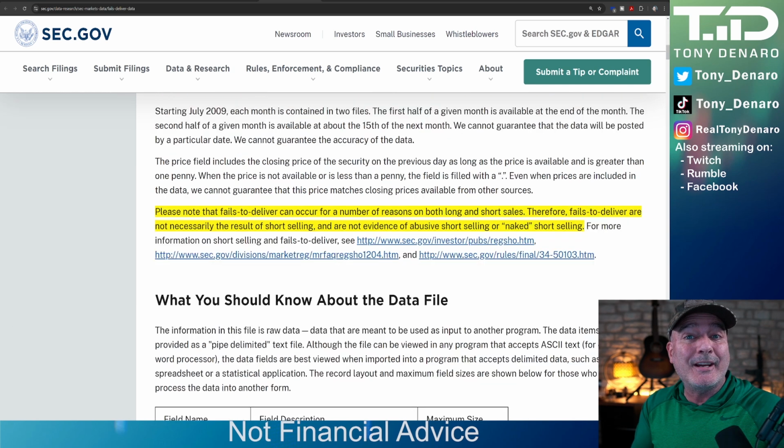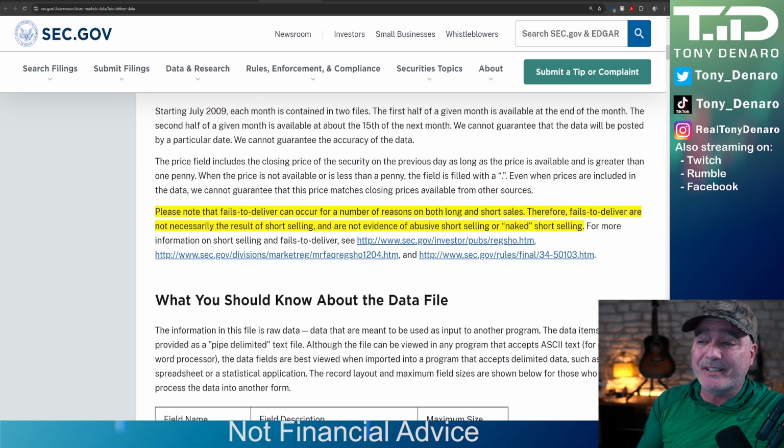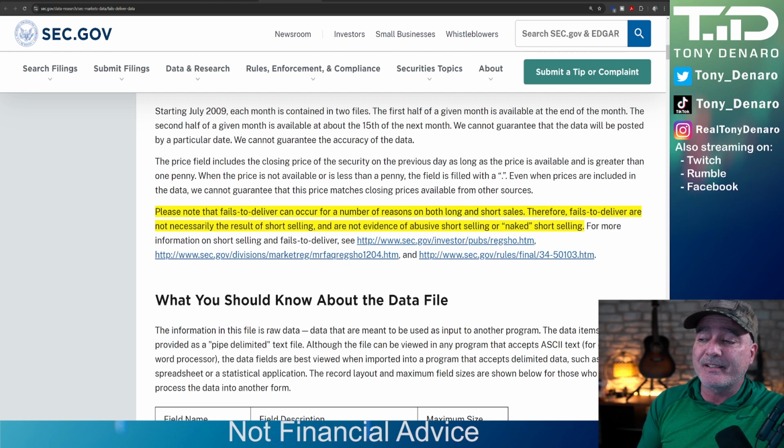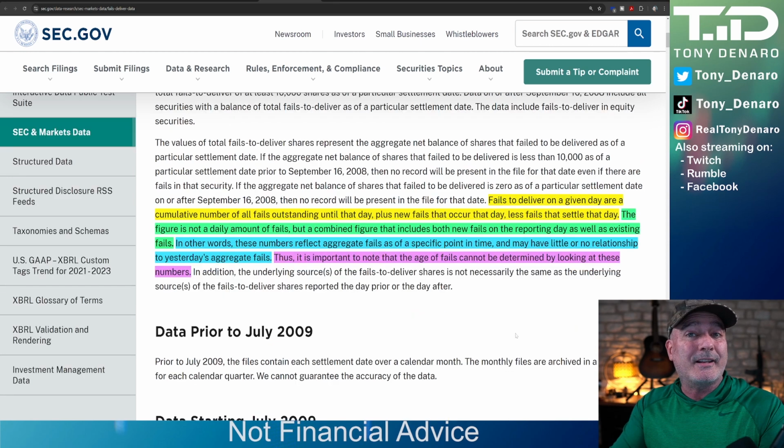And a little bit further down, they tell us, please note that fails to deliver can occur for a number of reasons on both long and short sales. Therefore, FTDs are not necessarily the result of short selling and are not evidence of abusive short selling or naked short selling. All right, that was a lot of legalese type wording.